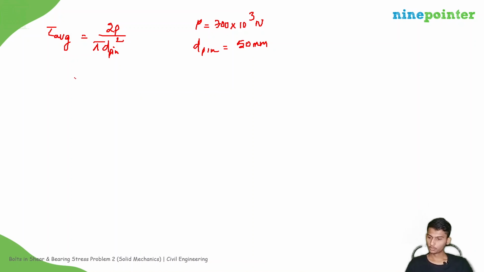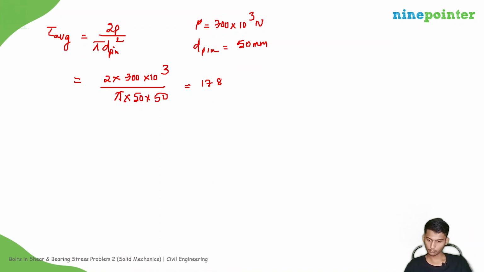So if you substitute these things, 2 into 700 into 10 cube divided by pi into 50 into 50. Let us put this in calculator. So 2 into 700 into 1000 divided by 50 divided by 50 divided by shift 5. So that is giving us, so average is equal to 178 point.